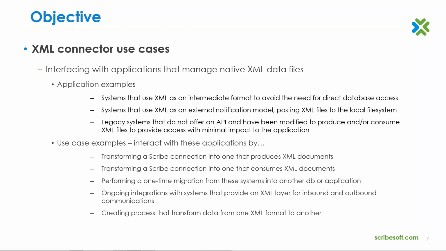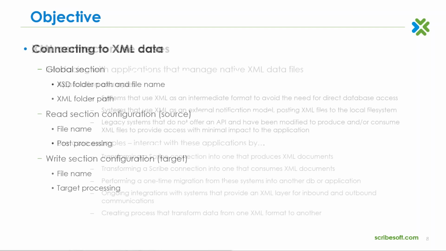And just some examples using those is, as I mentioned before, you could take a Scribe connection and turn it into something that produces XML documents. You could take a Scribe connection and turn it into one that consumes them. That can always be a handy thing to do when you're integrating with legacy type systems. And within these use cases, you can obviously do ongoing or one-time migration if you've got something that's just pumping out a bunch of XML, and you can do your ongoing integrations if it can both produce and consume them. And then, as I mentioned before, you can create processes that transform from one XML format to another. Okay, well, that certainly makes sense.